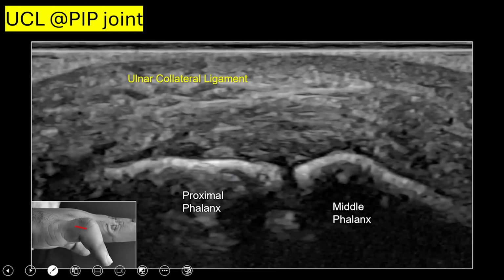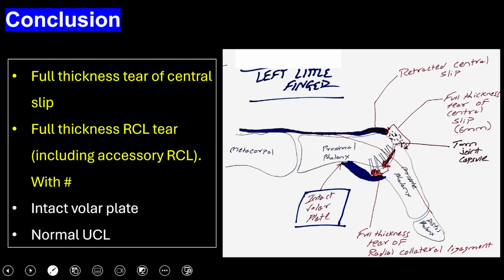The ulnar aspect of the interphalangeal joint in this patient showed the typical echogenic pattern of the ulnar collateral ligament, suggestive of an intact ulnar collateral ligament. So if you look at our report, we said there is a full thickness tear of the central slip, which is a hallmark of the boutonniere deformity. There was a full thickness tear of the radial collateral ligament, with an avulsion fracture from the base of the middle phalanx. There was an intact volar plate and an intact ulnar collateral ligament.